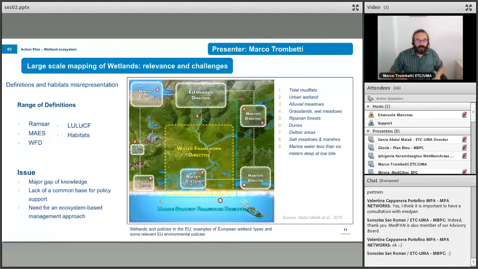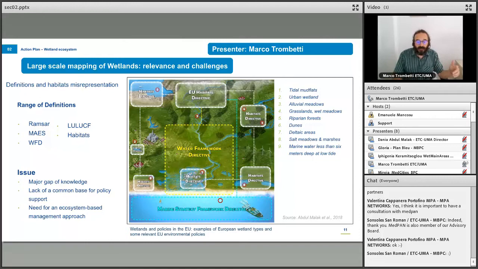And you can see in the picture that they are very well spread over the landscape. And this has historically caused the problem of their misrepresentation. That comes from the fact that the definition of the wetland ecosystem is not harmonized. For example, we see at the European level that wetlands are defined in different ways in the different legislative tools or initiatives which deal with wetlands.